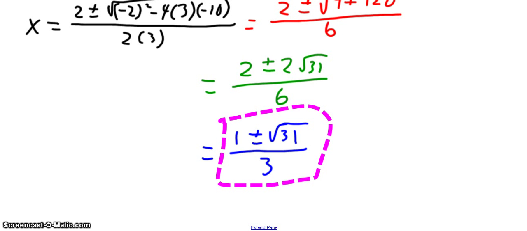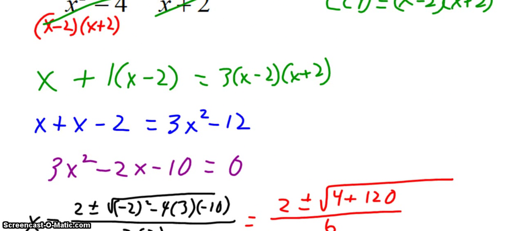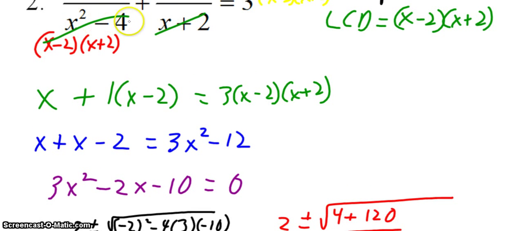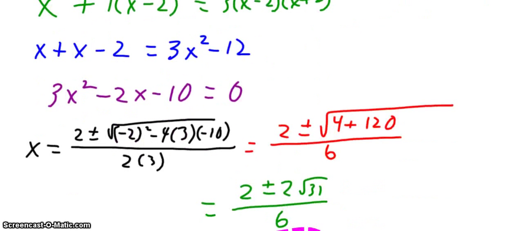Okay, so we should end up with 1 plus or minus the square root of 31 all over 3. How do we get that? Well, I used the quadratic formula. So we stopped up here at the green. Distribute the 1. I get x plus x minus 2. I know that x minus 2 times x plus 2 is x squared minus 4. So I distribute the 3 and I get 3x squared minus 12. Bring everything over to one side and I get 3x squared minus 2x minus 10 equals 0.